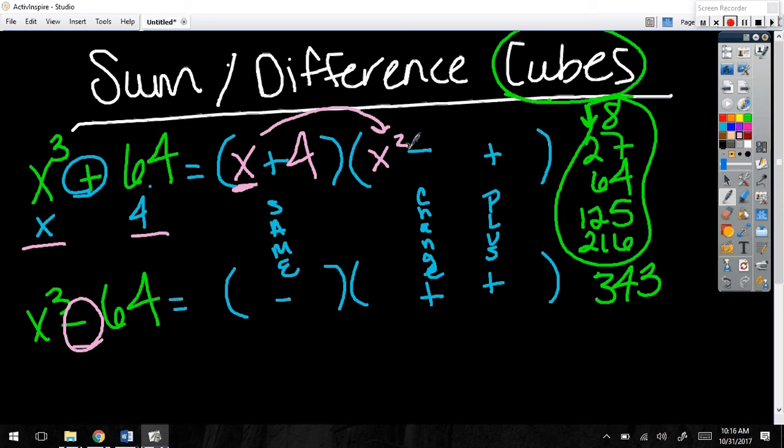Square 4 and it goes in the last spot. First one, first spot. Last one, last spot. You just got to remember to square them. And then the middle, put them together.